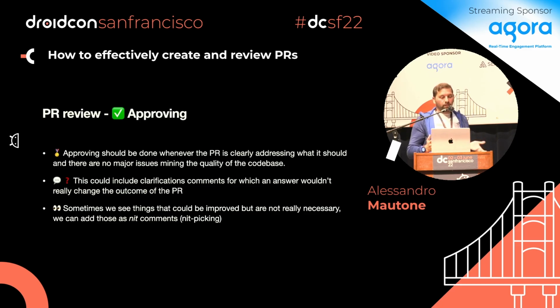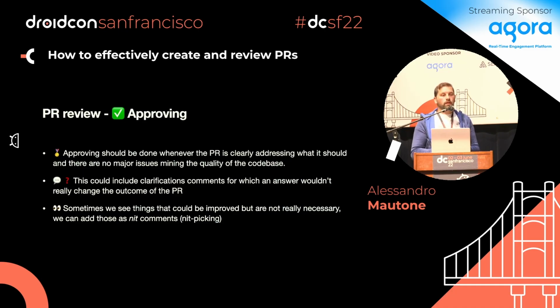And then finally, we have the approving state. So when should we approve? Approving should be done whenever the PR is clearly addressing what it should, and there are no major issues mining the quality of the code base. So no crashes, no guidelines that are violated, etc. This could include clarification comments, for which an answer wouldn't really change the outcome of the PR.